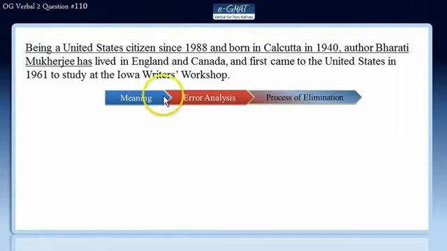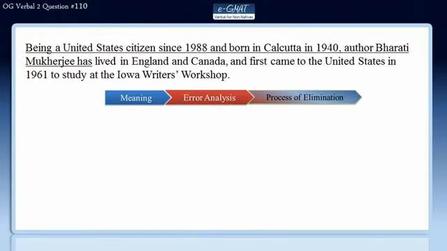So let's begin. Being a United States citizen since 1988 and born in Calcutta in 1940, author Bharati Mukherjee has lived in England and Canada and first came to United States in 1961 to study at the Iowa Writers' Workshop.